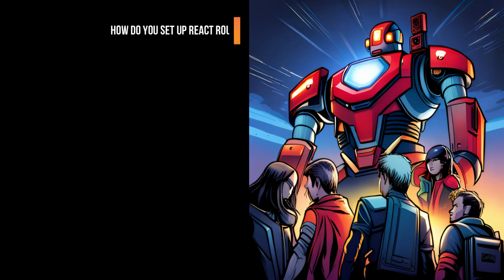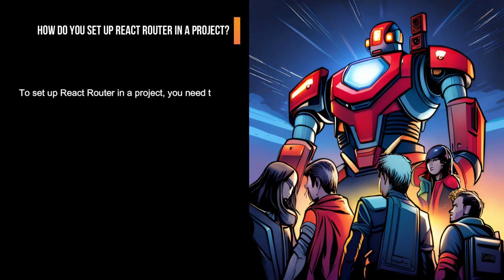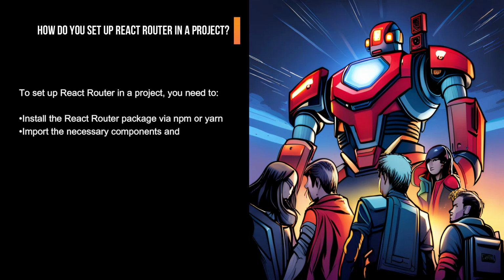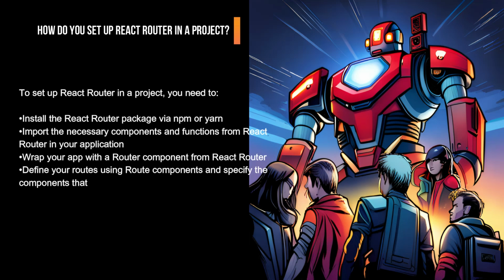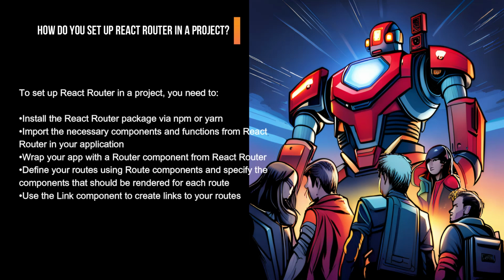How do you set up React Router in a project? To set up React Router in a project, you need to install the React Router package via npm or yarn. Import the necessary components and functions from React Router in your application. Wrap your app with a router component from React Router. Define your routes using route components and specify the components that should be rendered for each route. Use the link component to create links to your routes in your application. Here's an example of what the code might look like.